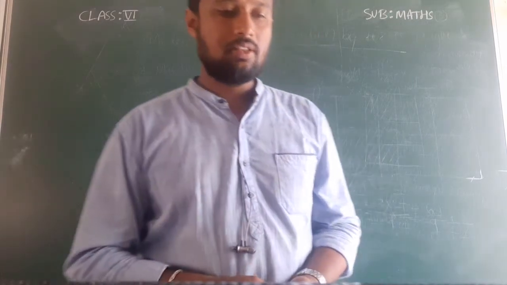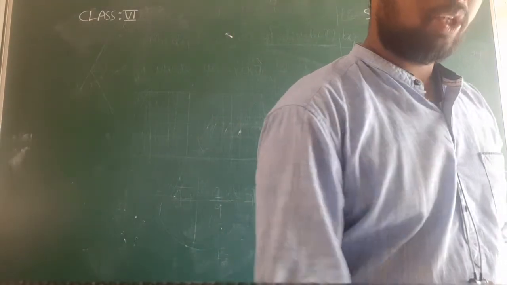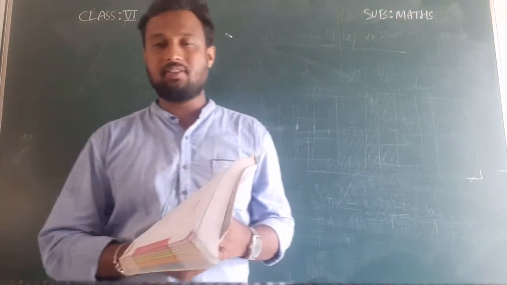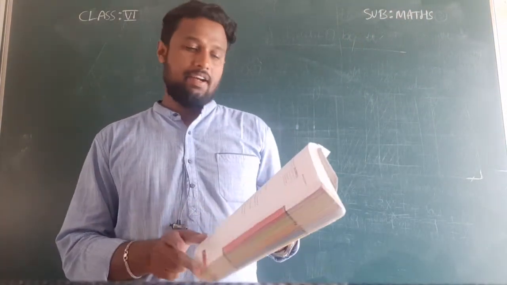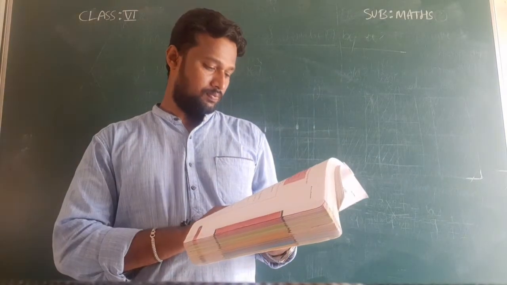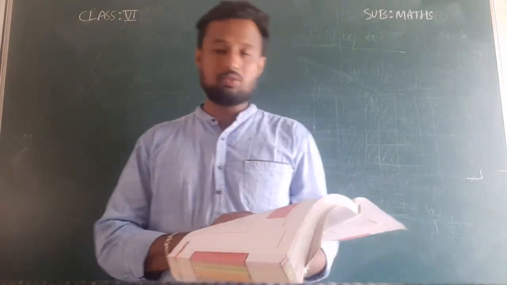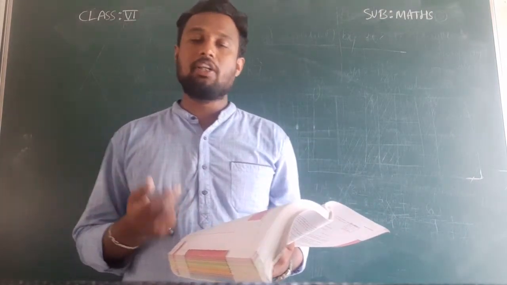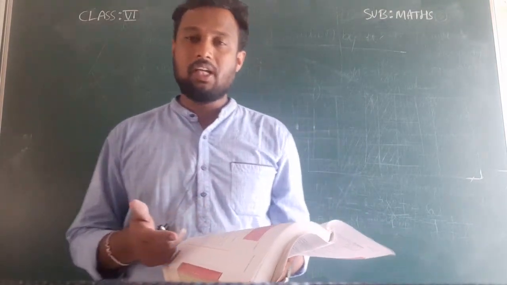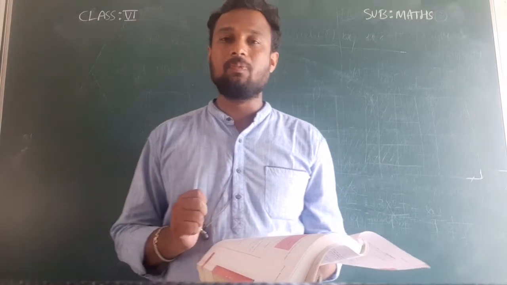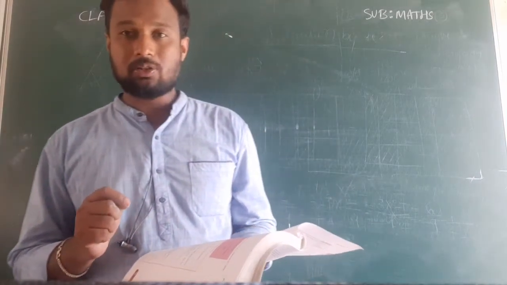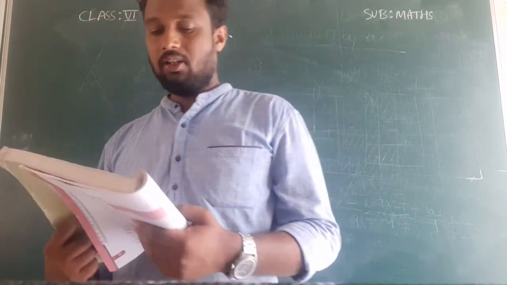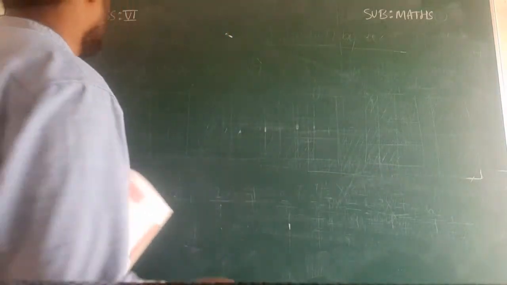In previous class, we discussed properties of whole numbers, that is closure property, where whole numbers are closed under addition and multiplication, because when you add or multiply two whole numbers, you will get a whole number as the answer. Therefore, whole numbers are closed under addition and multiplication. So today we will see division by 0.